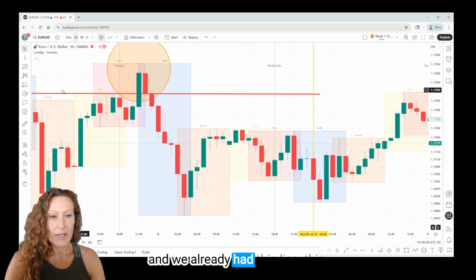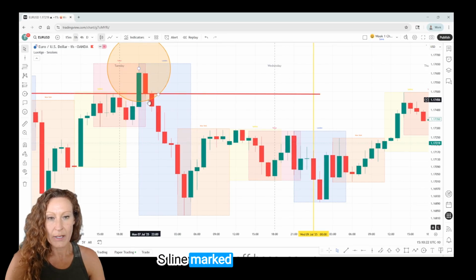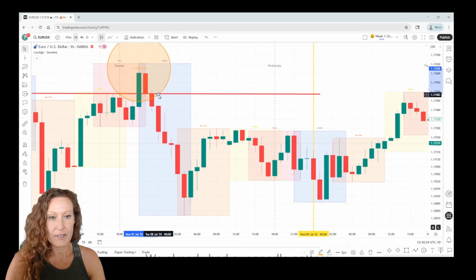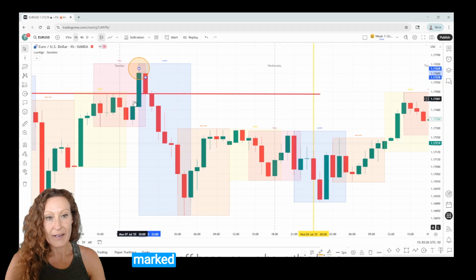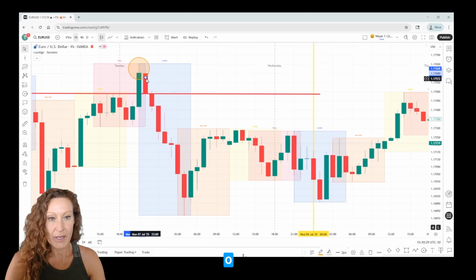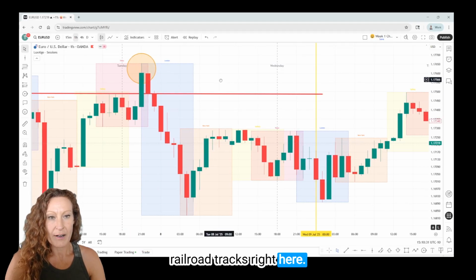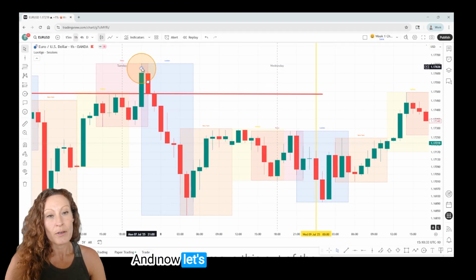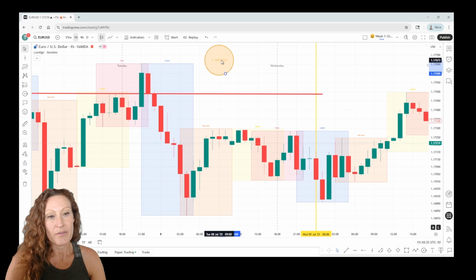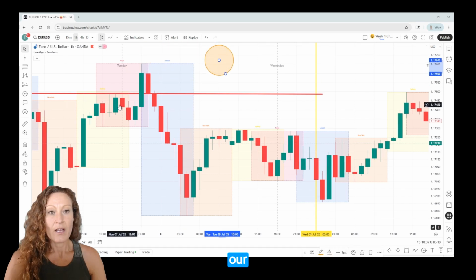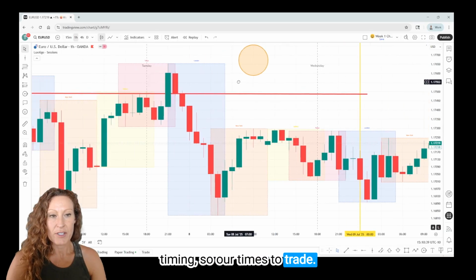And we already had this line marked off because we had our support and resistance. We already had our candle pattern marked off because we have this big railroad tracks right here. And now, let's move this out of the way. Now we have our timing, so our times to trade.